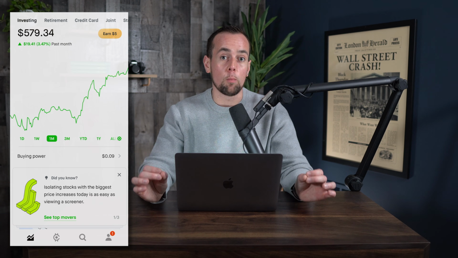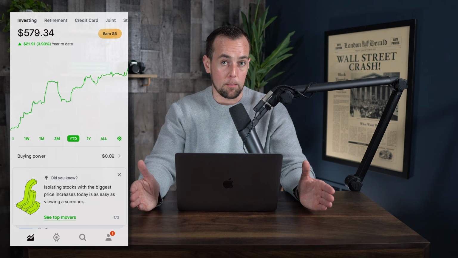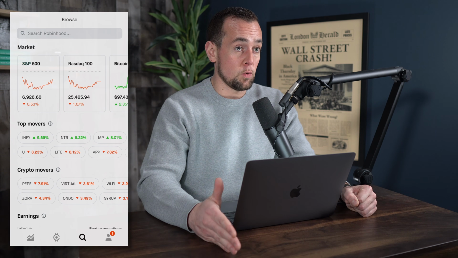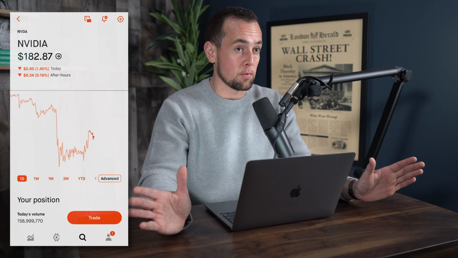But what about the overall user experience or user interface with both of these platforms? Both Robinhood and Fidelity have an app-based version as well as a desktop trading platform. But Robinhood is really built as a mobile-first platform, and you can really tell that as soon as you open up the app. The interface is extremely intuitive, clean, and easy to navigate even if you have never invested before.